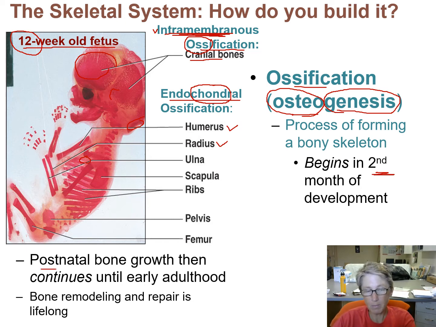Then once you're born, that's postnatal. Bone growth will continue. As you know, you can get taller and thicker bones. You can get longer and thicker bones until early adulthood. And then after that, your bone is continuously remodeling, and if it breaks, it can repair itself.